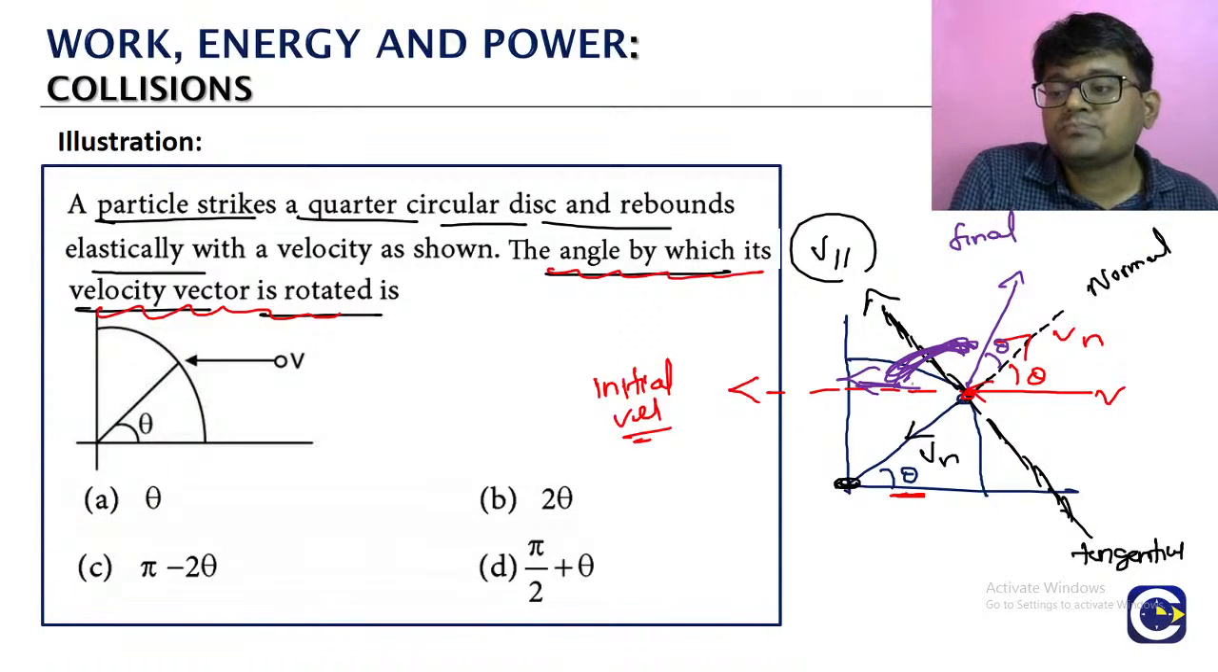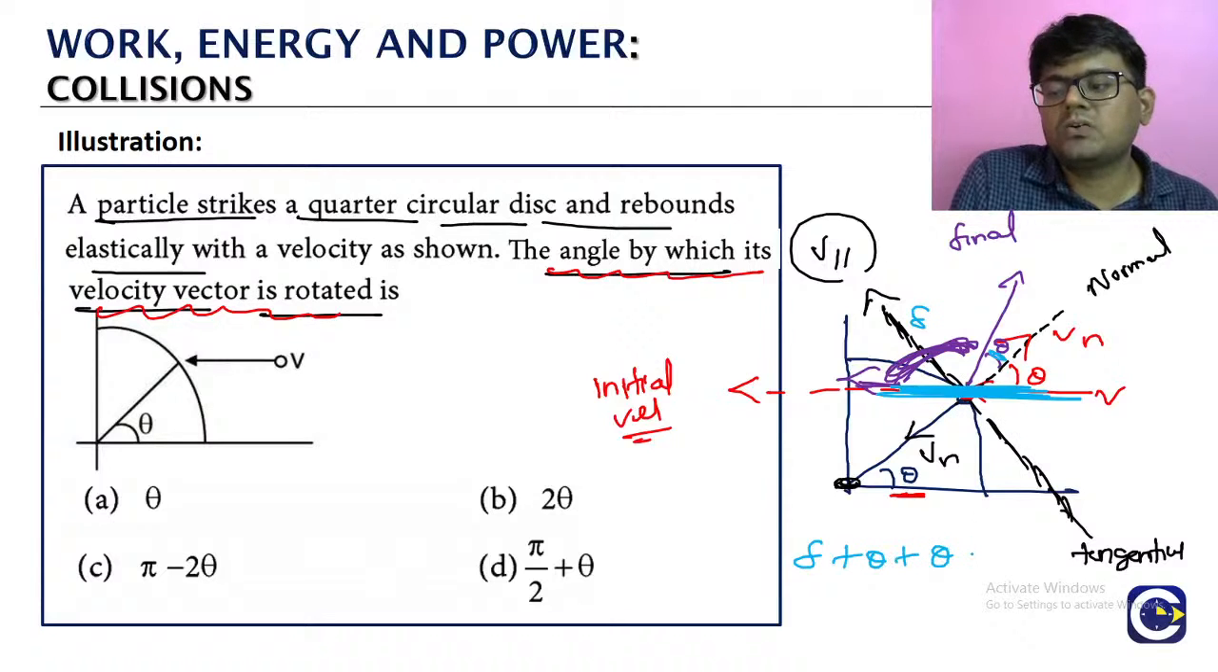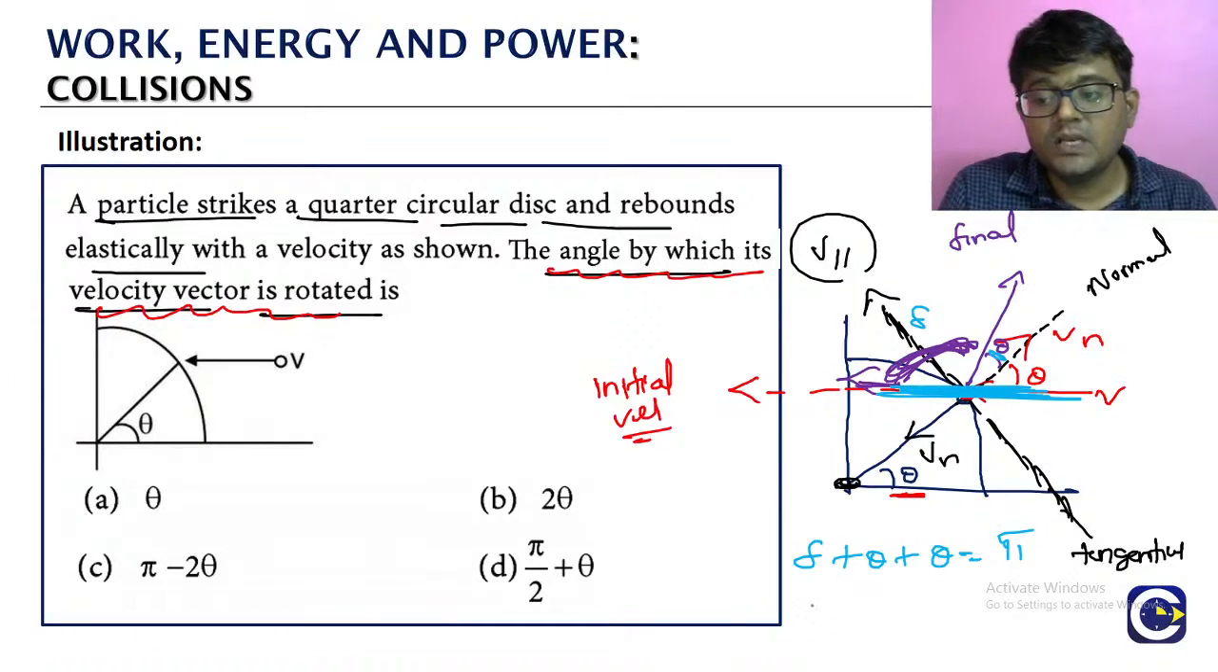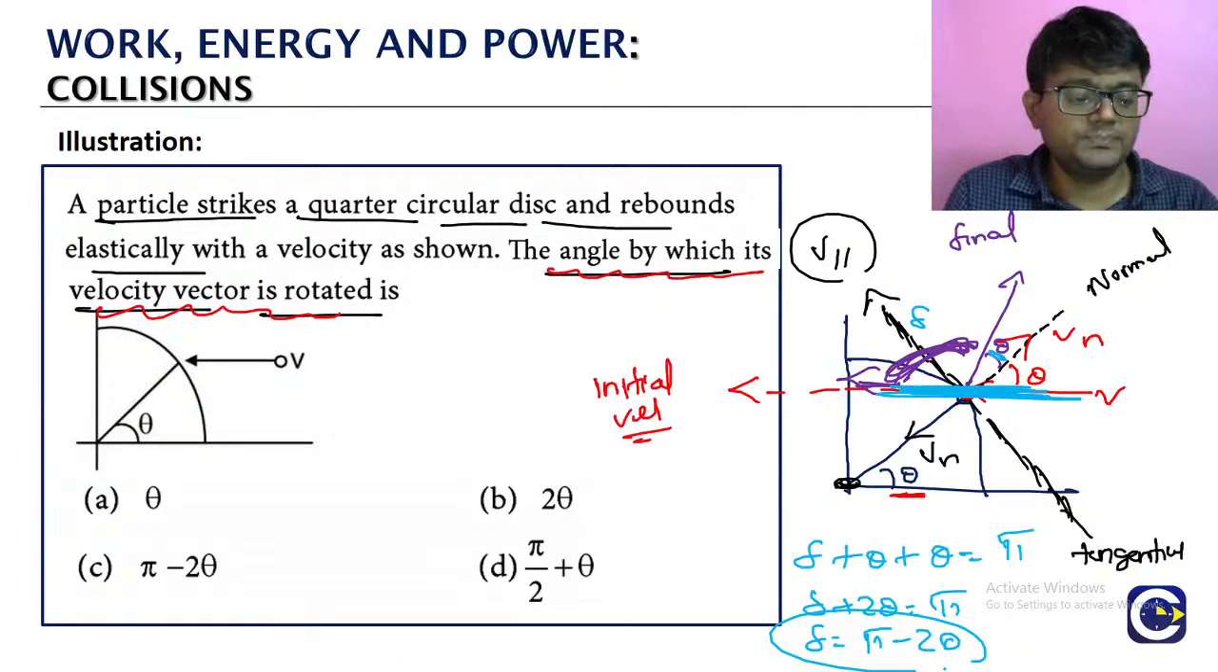Over here, look at this line. It is a straight line, right? Let us say this is delta. Delta plus here a theta, another theta. The total angle on a straight line is pi, 180. Means delta plus 2 theta is equal to pi. Means delta will be equal to pi minus 2 theta.